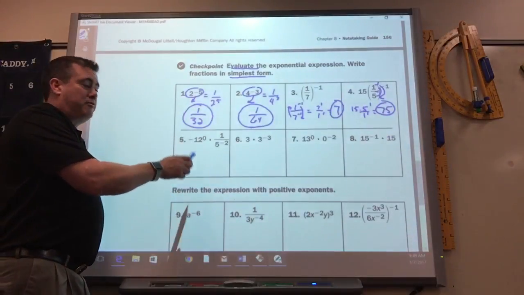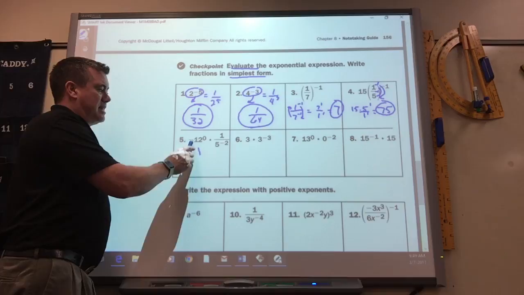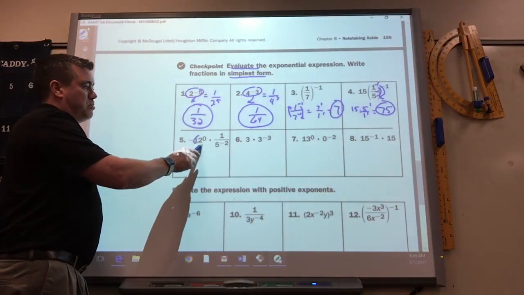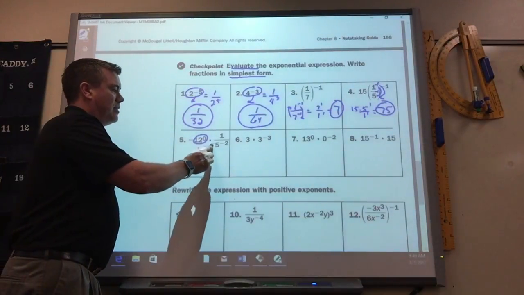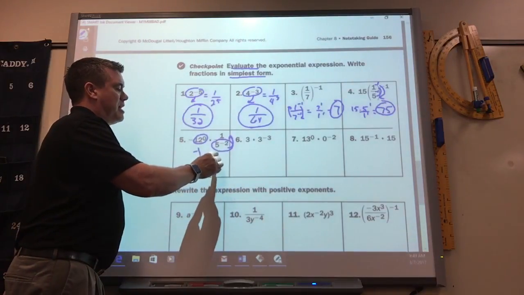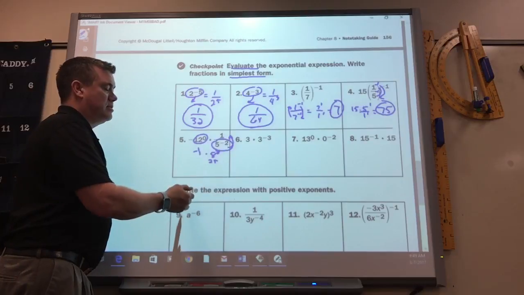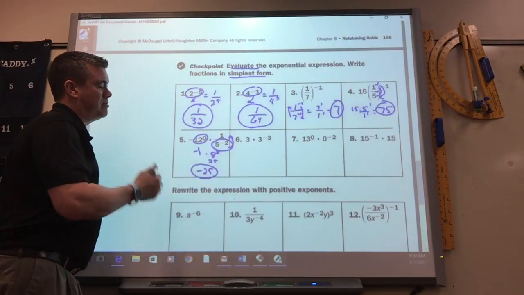This is the one I showed you before. Anything to 0 is 1. But the negative is not included with the 0 because there's no parentheses. That's the only thing that is 0, so that's -1. This would move up, turn to 5 squared, which is 25. So -1 times 25 is -25.